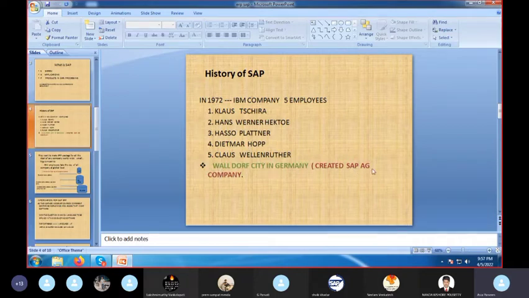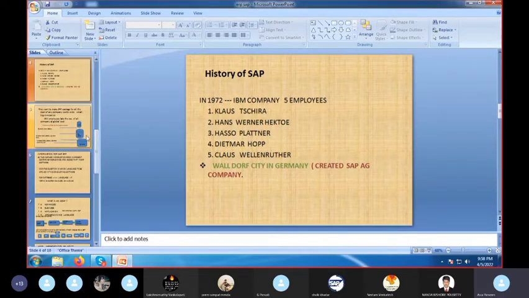At that time they took one company called AG company. In that AG company, these five members had an idea: why not create one software which will be helpful to all the departments? As I told you before, ERP software was available, but integration was not there. Purchasing one software does not work with other software. They found this problem and got an idea that we have to create one software which will be helpful to all the departments in the organization.